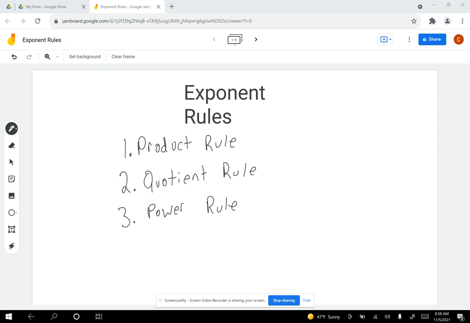But without further ado, today's video we are going to go over exponent rules. Now, there are three big rules when we're talking about exponents. We have the product rule, the quotient rule, the power rule. In today's video, we are going to specifically look at the product rule and the quotient rule. I will make a separate video on the power rule at a later date. Now, let's get started.